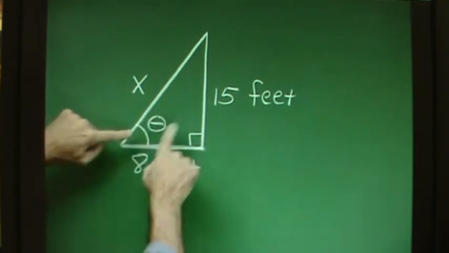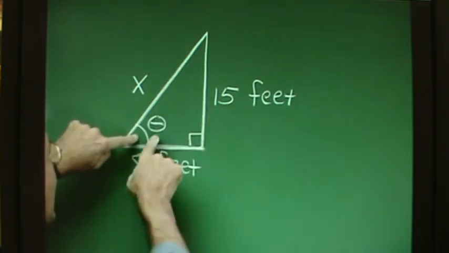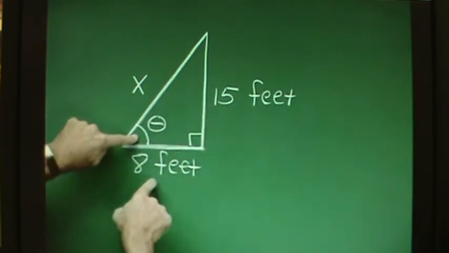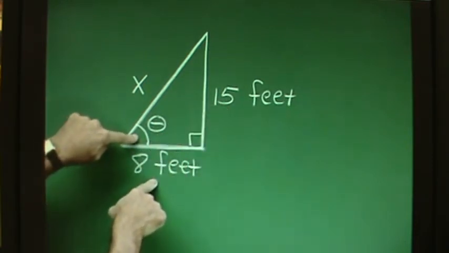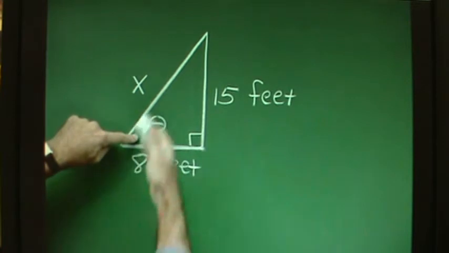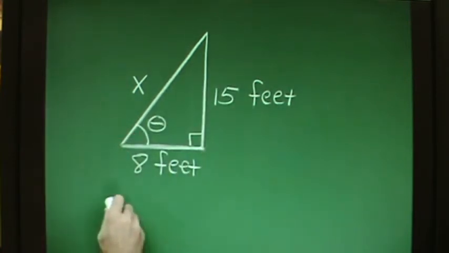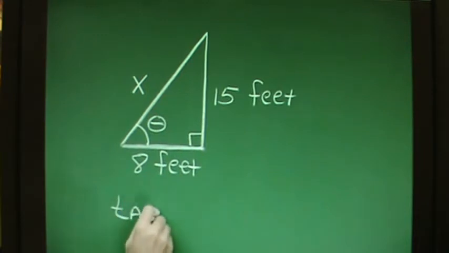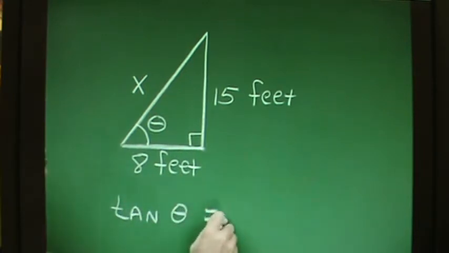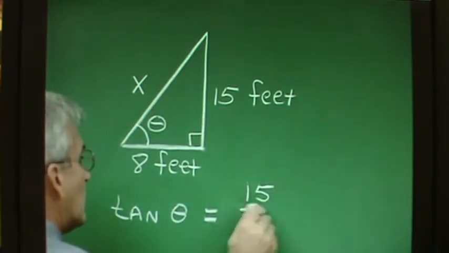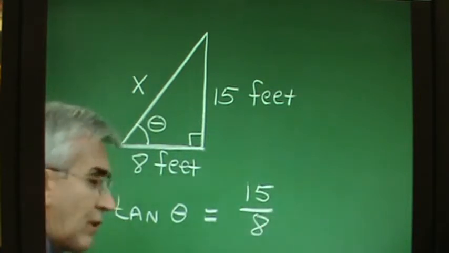Now, I have information about the side opposite that angle and the side adjacent to that angle. And so I want a ratio that involves the opposite side and the adjacent side. That would be tangent. So the tangent of theta is equal to the opposite side over the adjacent side, 15 over 8.